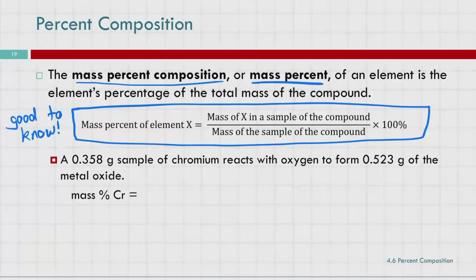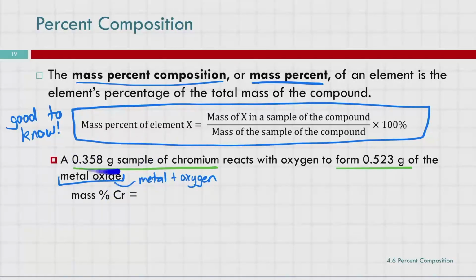So in this example problem we've got this sample of chromium. It reacts with oxygen to form this many grams of the metal oxide. And a metal oxide is just metal and oxygen. We don't know what the ratio is because we don't know what species of chromium we have. We don't know if it's chromium 2, 3, 6, some other number. So we're just saying that it's a metal oxide, to say that we've got metal and oxygen, and then that's it.